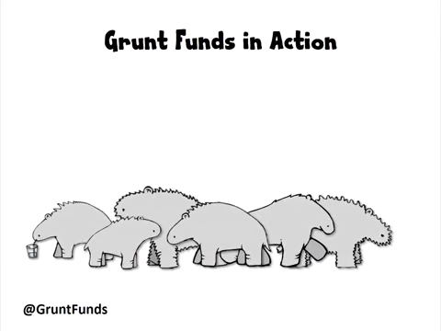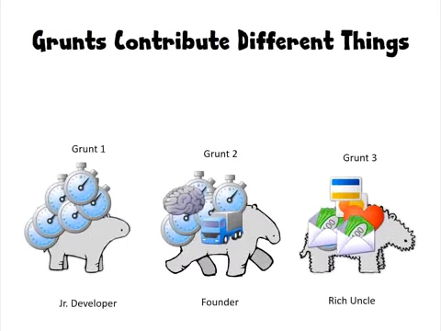So let me show you how this works in practice. So here are some grunts milling around the local incubator looking for some work. I'm going to pick 3 of them and start a company. Here they are. Junior developer, she's right out of college. She's a web developer, does app development and WordPress stuff. The founder is an experienced founder who's going to put the idea in and some time and some equipment. And the rich uncle is going to bankroll this thing and bring some important relationships to the table.